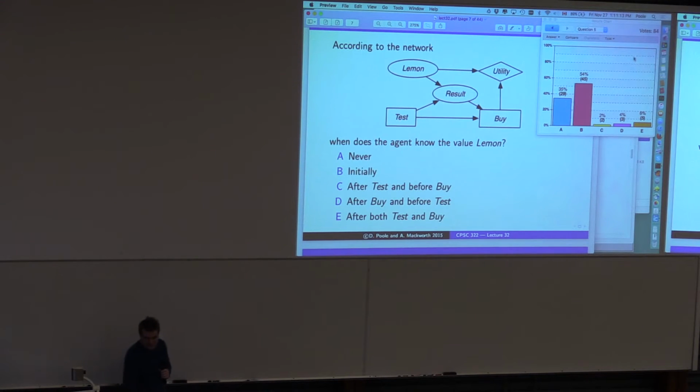The answer here is never. I'm surprised everyone got the previous one but didn't get this one. Anyone have any questions about that? Lots of people got it wrong. The only thing we observe is the parents of the decision node. It never gets to observe what the lemon is in this one. Any questions about that? Okay.